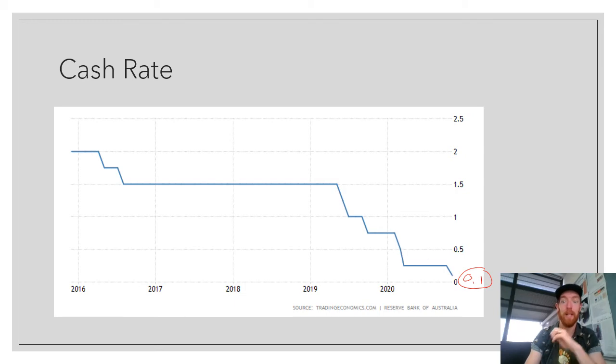So the RBA isn't too worried about inflation. Normally they fight inflation first. At the moment, they're targeting growth in jobs. So cash rate, 0.1% as of November 2020.